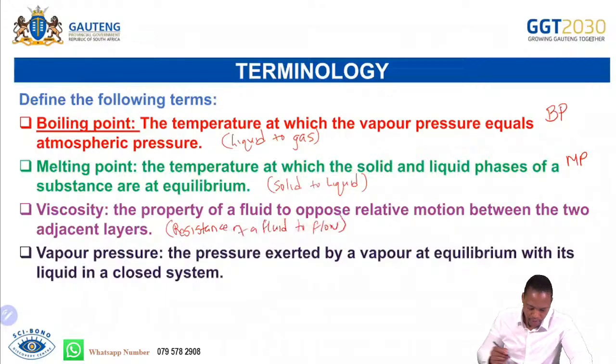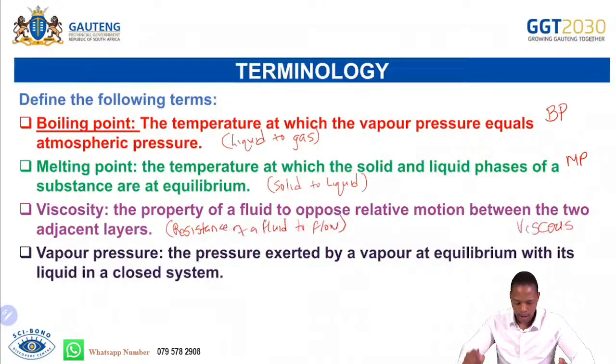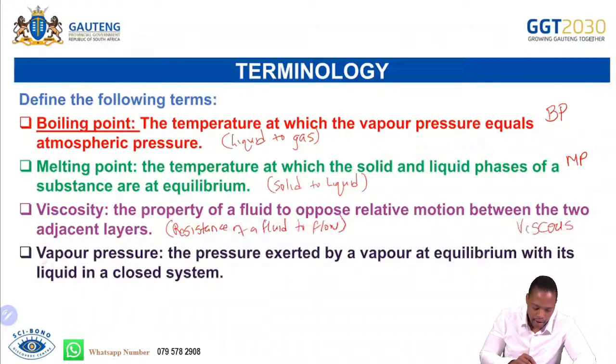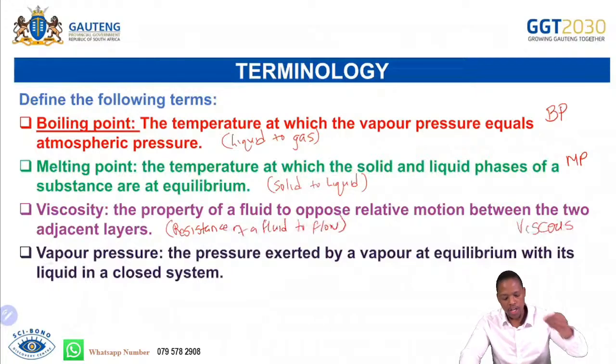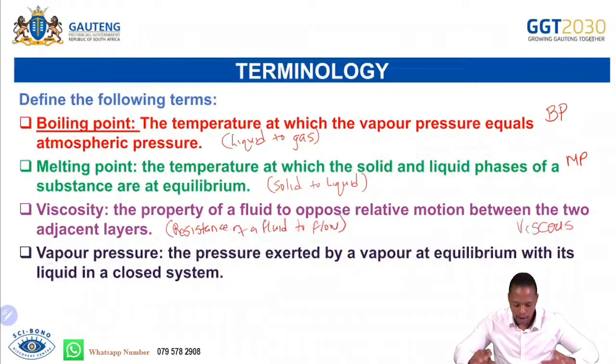Grade 12. And then how do we abbreviate this one? I just usually say viscous. Okay, viscous. That's the abbreviation there. Okay, then vapor pressure. What are we talking about? This is the pressure exerted by a vapor at equilibrium with its liquid in a closed system. The vapor, okay, or the pressure exerted by the vapor.